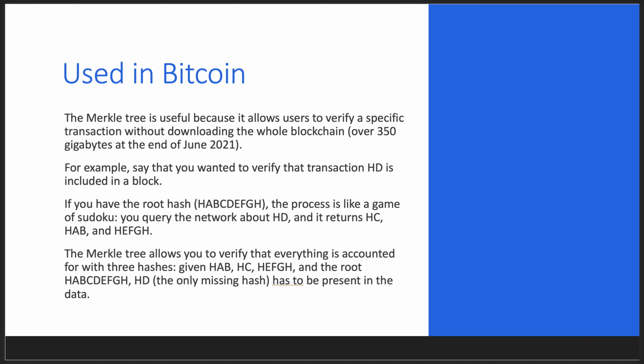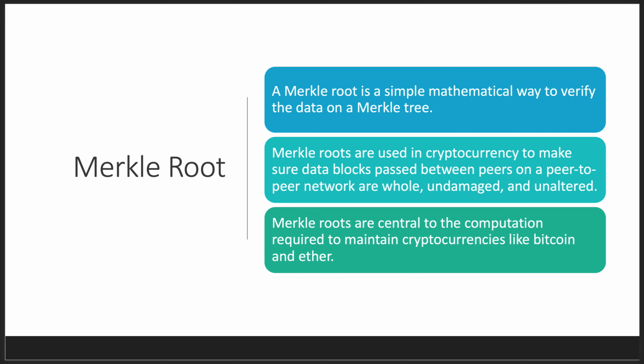The Merkle tree allows you to verify that everything is accounted for with these hashes, given HAB, HC, HEFGH, and the root. HD is the only missing hash, and it has to be present in the data, and that is the big key on this, right? We're verifying the data. The Merkle root is a simple mathematical way to verify the data in a Merkle tree. Merkle roots are used in cryptocurrency to make sure data blocks passed between peers on a peer-to-peer network are whole, undamaged, and unaltered. Again, they're central to the computation required to maintain cryptocurrencies like Bitcoin and Ethereum. And that's the other big important part: it's a big part of the validation process.